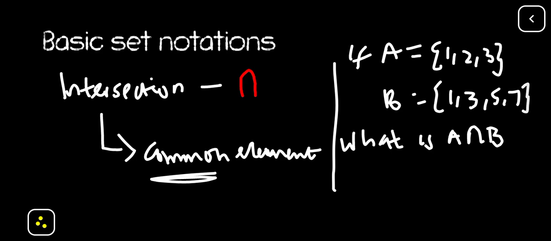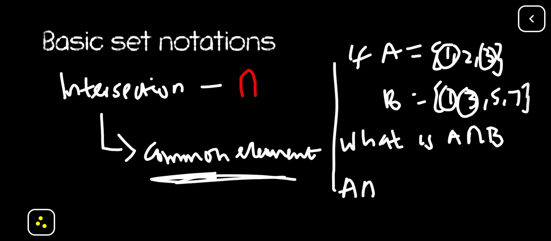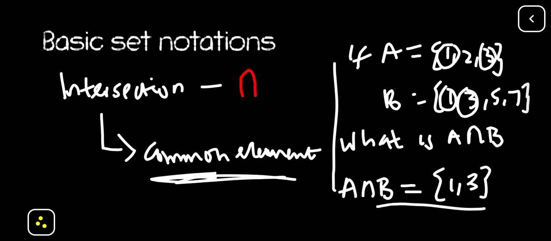Since they ask this question, basically we're looking for the common element, right? Now A is 1, 2, 3, B is 1, 3, 5, 7. We already know that A has 1 and B has 1. So that is one of the common elements. Now A has 2, but B doesn't have 2. A has 3, right? And B has 3. And 5 and 7 is not in A. So the common element, which is A intersection B, will be equal to just 1 and 3. And that will be our answer.